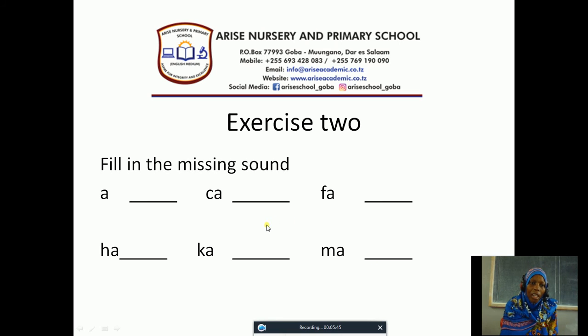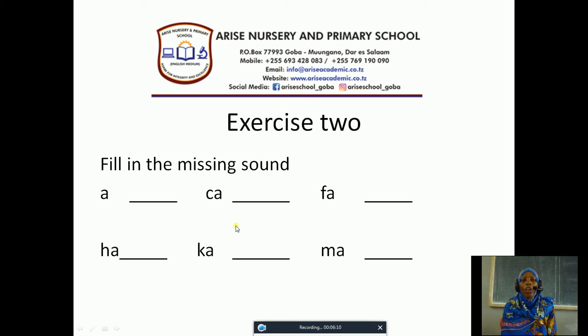You are going to fill. There we have sound a. Now you are going to fill after sound a. Let me do that one as an example. After sound a is sound ba. After sound a is sound ba. After sound ba is sound ka.